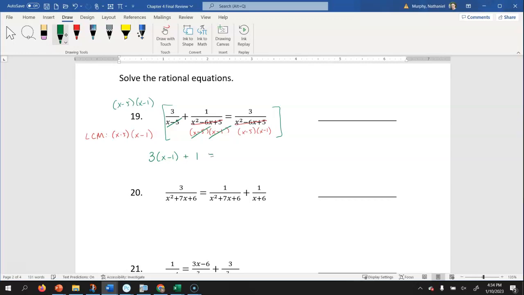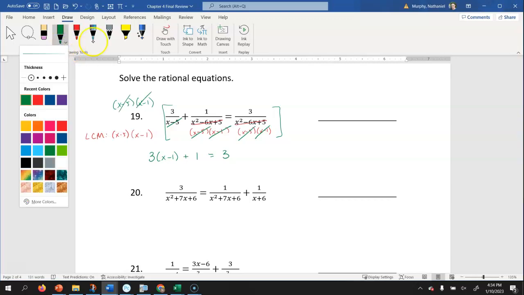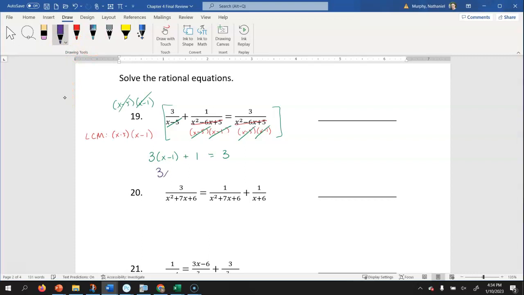All right. Then I look in the far right. Make sure you multiply everything by x minus 5 and x minus 1. So these would cancel out with these, leaving us with just 3. So now I'm just going to solve this equation. I'm going to distribute the 3 through. So I would have 3x minus 3 plus 1 equals 3. Or 3x minus 2 equals 3 if I combine like terms. So now I'm going to solve this by adding 2 to both sides. And if I divide by 3, I get x equals 5/3.